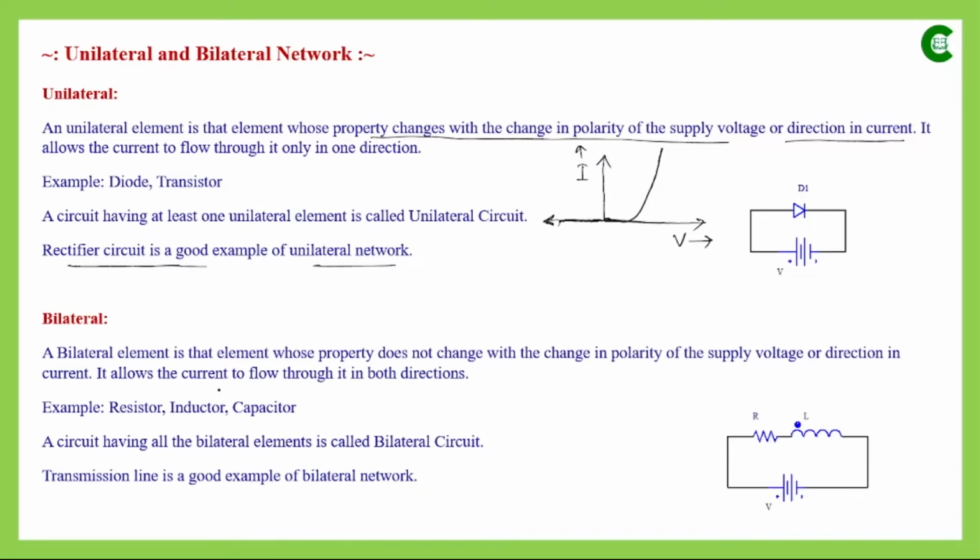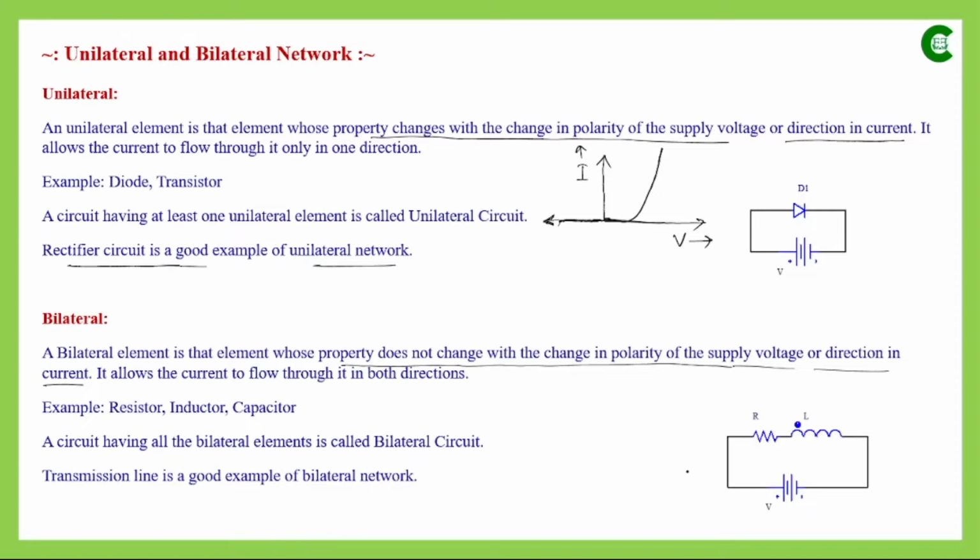Now a bilateral network is made of bilateral elements. If all the elements in the network have that nature, then it will be called a bilateral network. A bilateral element is an element whose property does not change with the change in polarity of the supply voltage or direction of current. So it allows the current to flow through it in both directions.